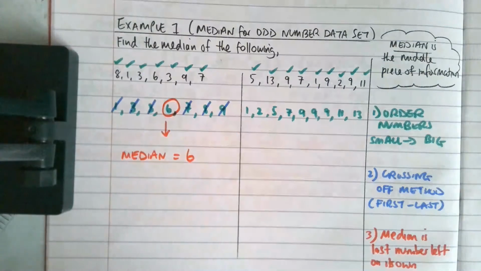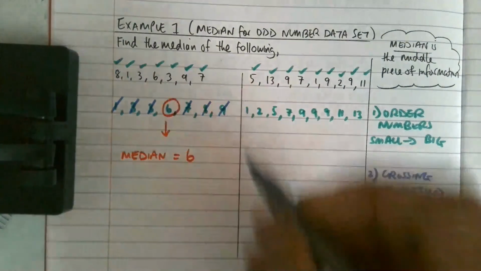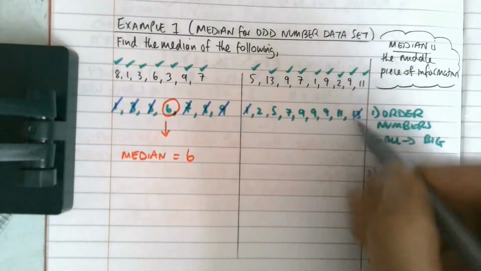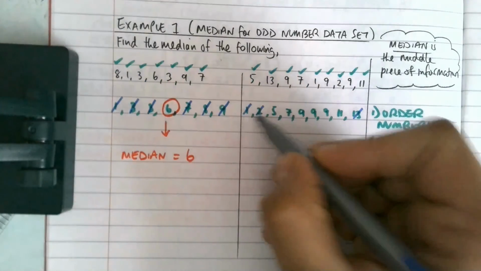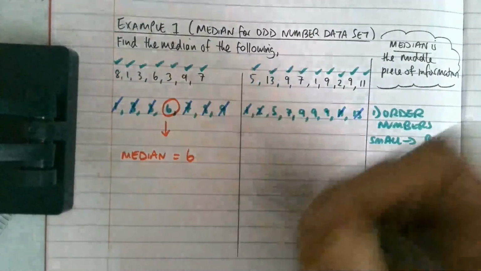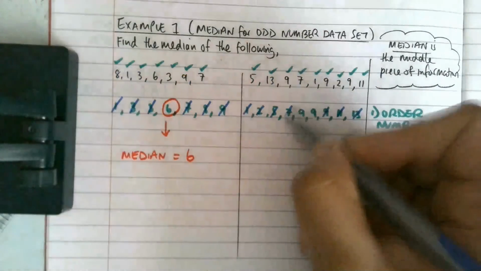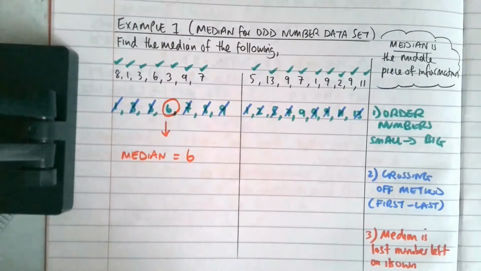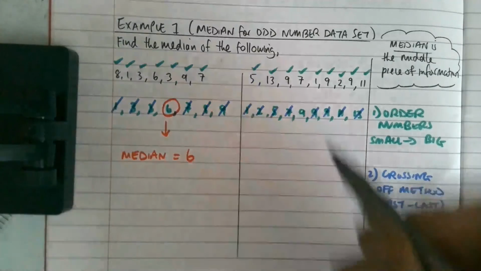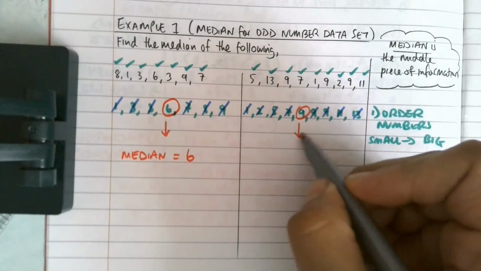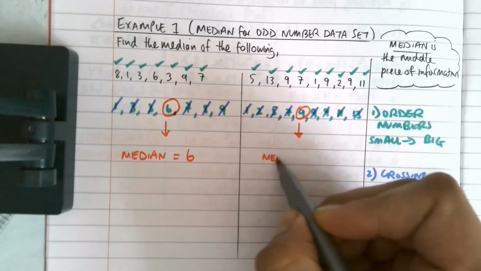Now I'm going to use the crossing off method. Cross off the first, cross off the last. I'm going to repeat that process until I'm left with just the middle number. This only works when we have an odd number of data in our data set. Okay? We're left with 9 in the middle. We've crossed off 4 numbers on either side. 9 is the median of that data set.